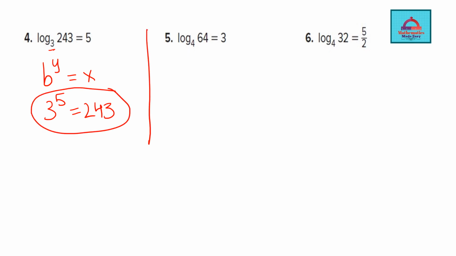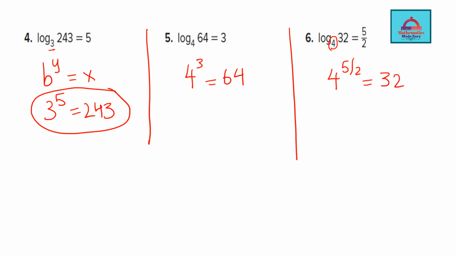Similarly for this one, base is 4, y is 3, and that's equal to 64. So this is your answer. And last but not the least, for this question, the base here is 4, the value of x is 32, and the value of y is 5 over 2. So we apply base to the power y is going to be equal to x. So that's your solution. I hope you've understood the key concept for these kind of questions.